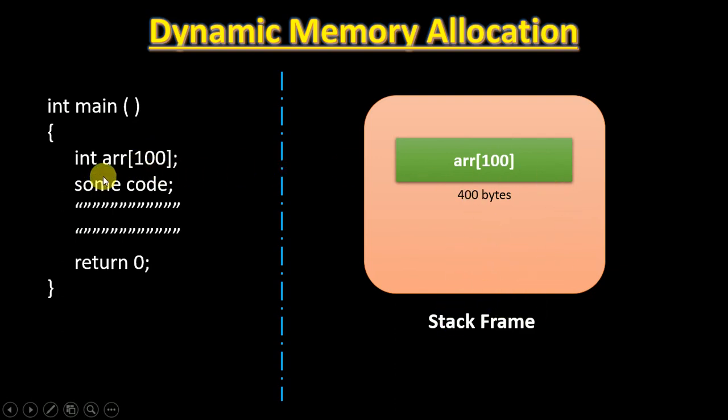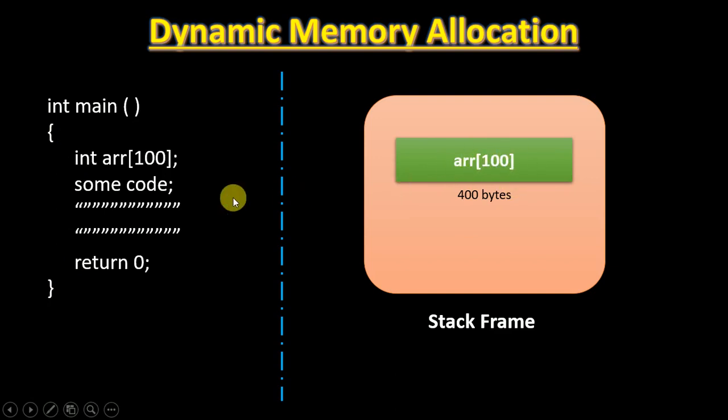Now assume you have some code. After this code, maybe at this particular line you don't want this array anymore, and after this line you have maybe 100 or 200 lines of code. Now what will happen is, till your CPU control encounters this closing brace, till that time this memory will be available.